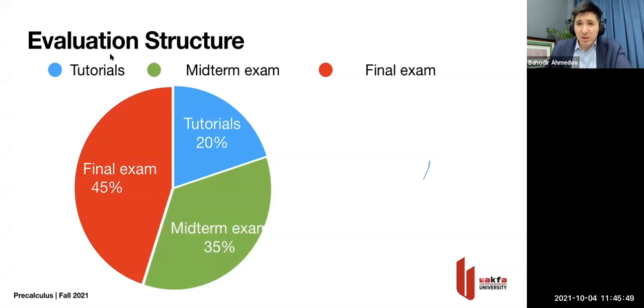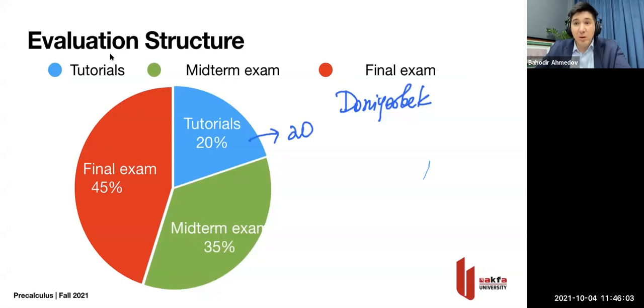Okay, so let's assume that Danyar has got some grades in tutorials. For example, he's got 20 points out of 100 in tutorials. He has got like 85 in the midterm out of 100, and he's got like 90, or not 90, let's say 70 in his final.